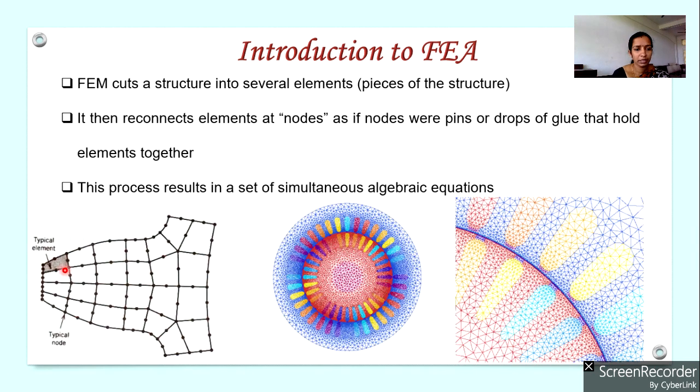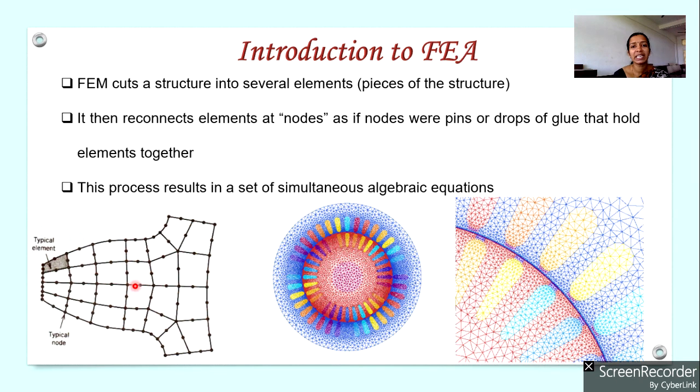So here in this figure, a particular object is discretized. The discretization or meshing of a particular structure is shown. So the structure obtained after meshing is known as a mesh. This combination of elements is known as a mesh. So FEM cuts a structure into several elements like this.